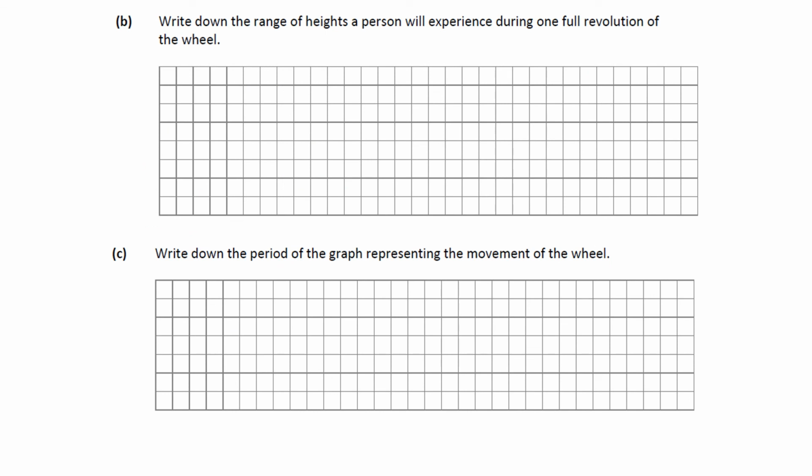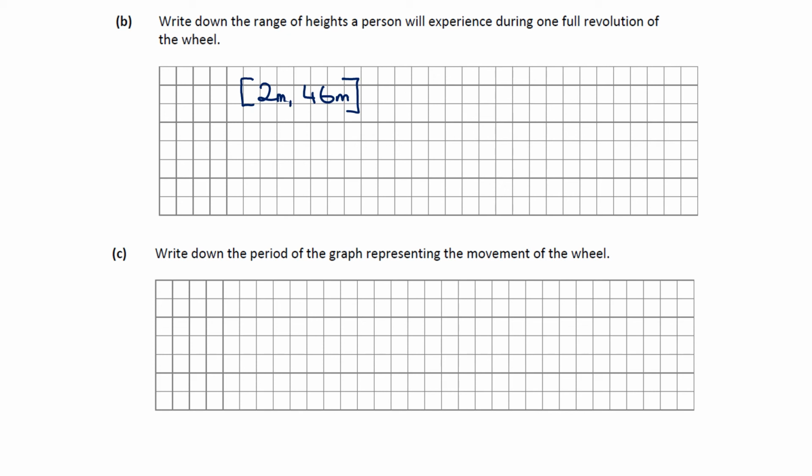So part B, write down the range of heights a person will experience during one full revolution of the wheel. So this is talking about how high does it go and what's its minimum point. So we saw that the lowest point is 2 meters above the ground, and then the highest point is 46. They are both meters, and that came from our diagram on the previous page. So both of those parts are worth 5 marks.